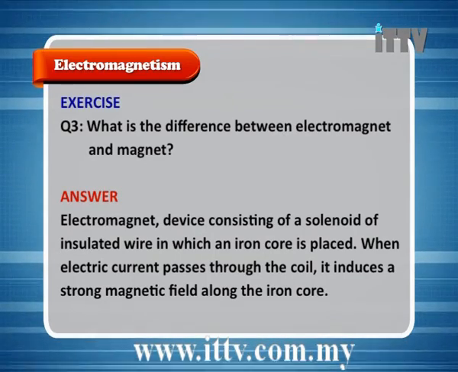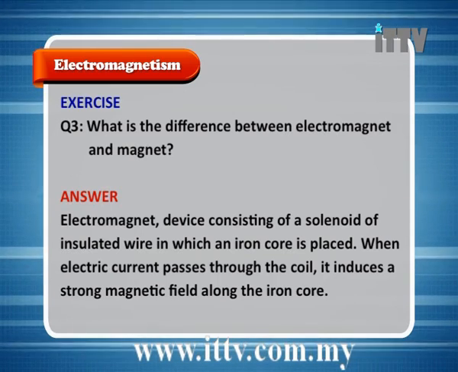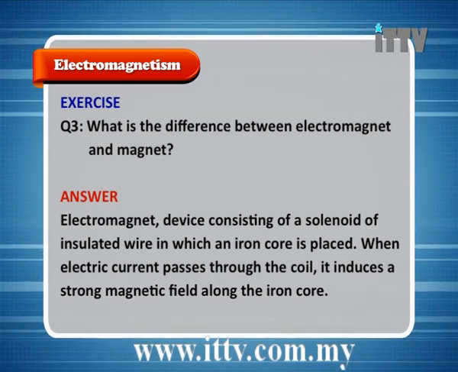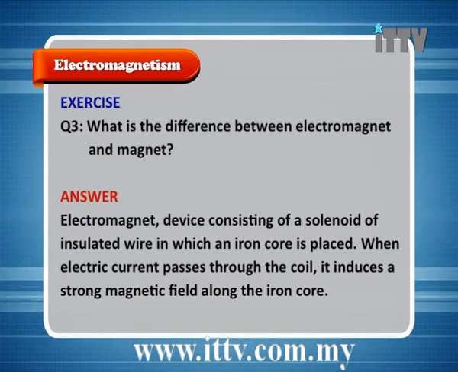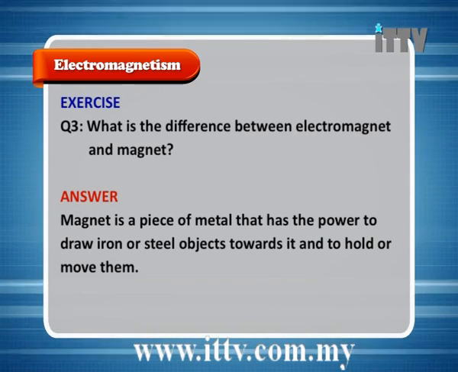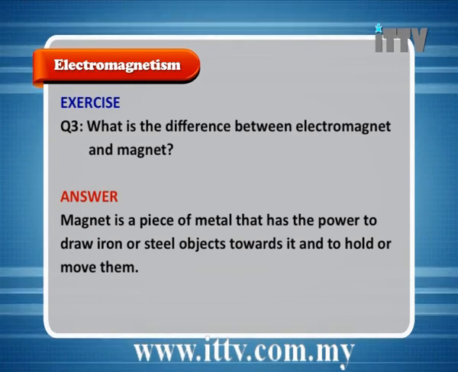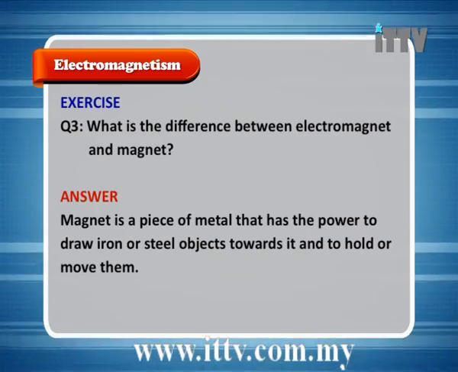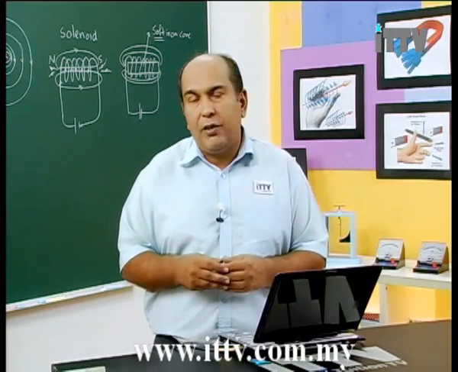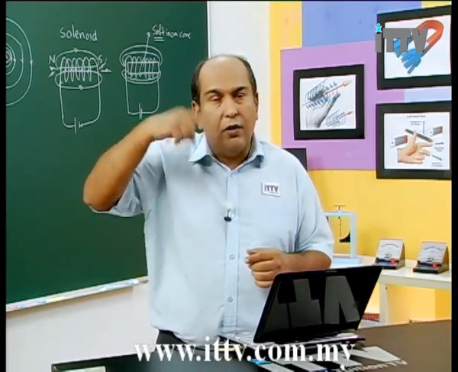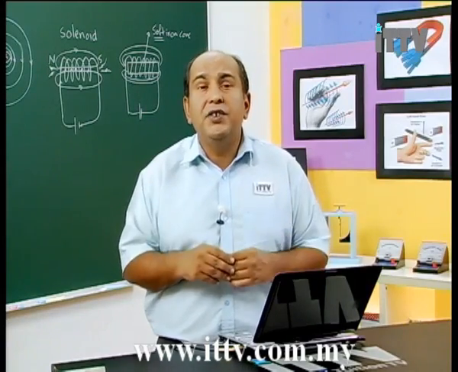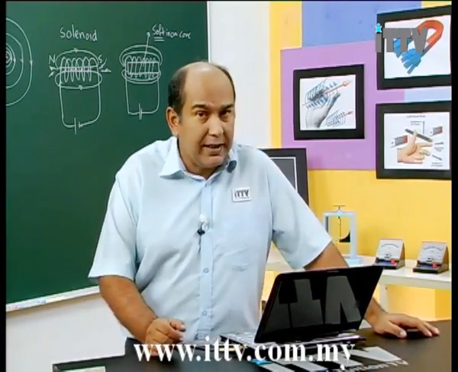Answer: electromagnet, a device consisting of a solenoid of insulated wire in which an iron core is placed. When current passes through the coil, it induces a strong magnetic field along the iron core. A magnet is a piece of metal that has the power to draw iron or steel objects towards it and hold or move them. So remember, when you're describing or explaining what an electromagnet is, it is a coil of insulated wire around a soft iron core. When the current flows, the piece of iron is magnetized.